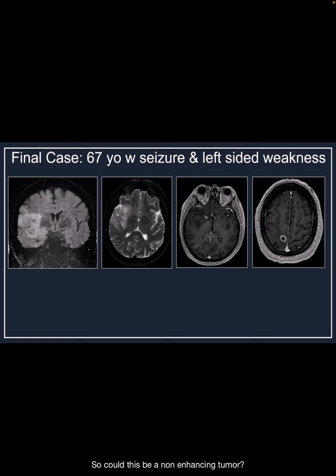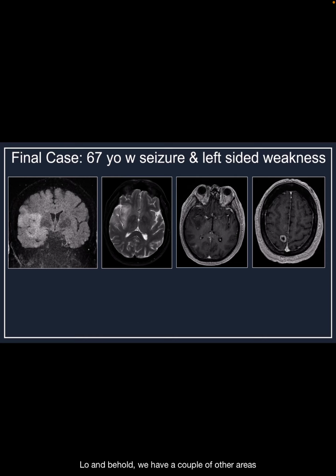So could this be a non-enhancing tumor? It certainly has that gyral expansion. It doesn't really fit the bill for herpes encephalitis or limbic encephalitis. So this one lesion in and of itself has some features that I'm going to be favoring a tumor, potentially a grade 2 or grade 3 astrocytoma.